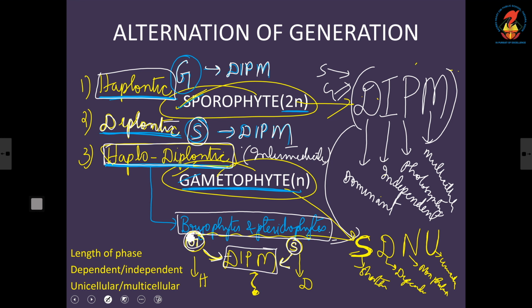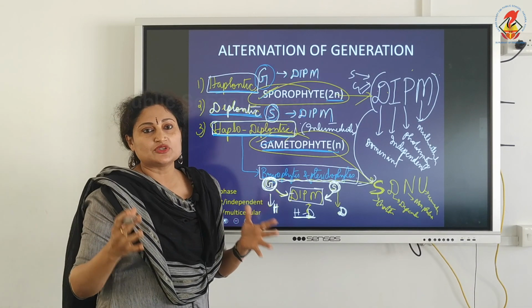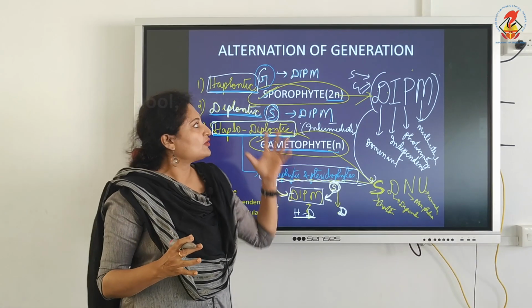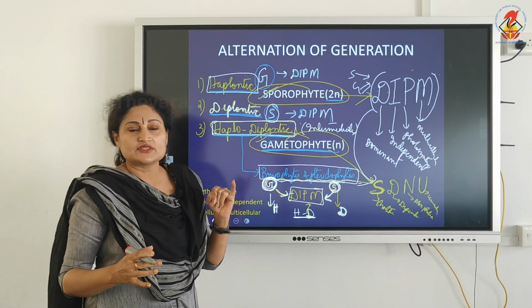So, if gametophyte is DIPM, it should be haplontic, and if sporophyte is DIPM, it should be diplontic. But it is not haplontic for bryophytes, nor diplontic for pteridophytes. Instead, it is haplodiplontic. When I deal with the slide on bryophytes and pteridophytes, we can analyze that. So from this slide I am moving on to the next slide, which is exclusively going to deal with each division. I hope you have understood alternation of generation from this slide.